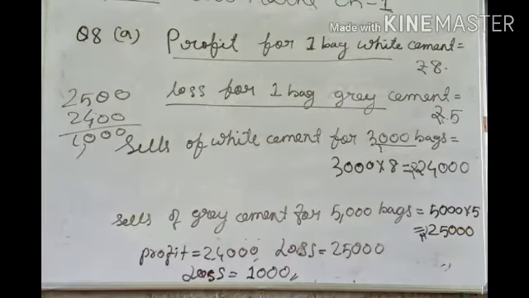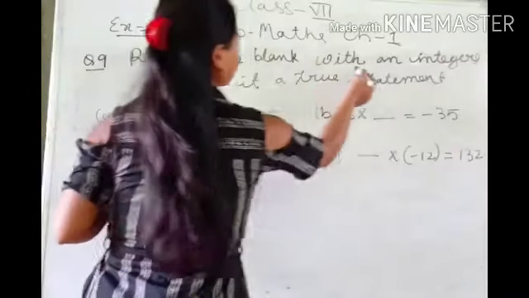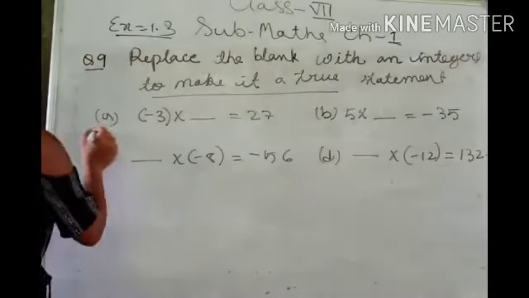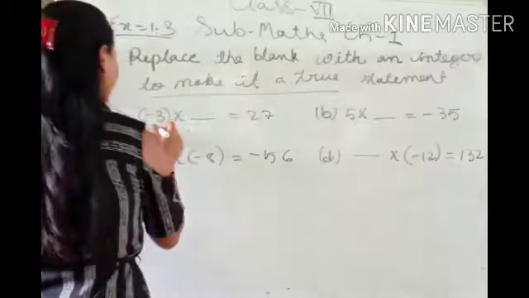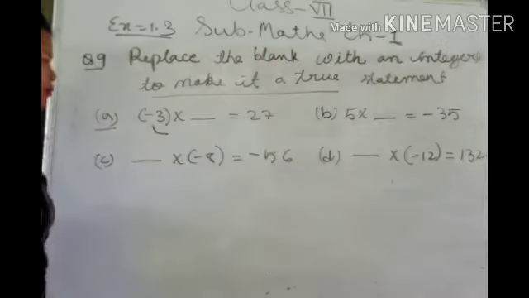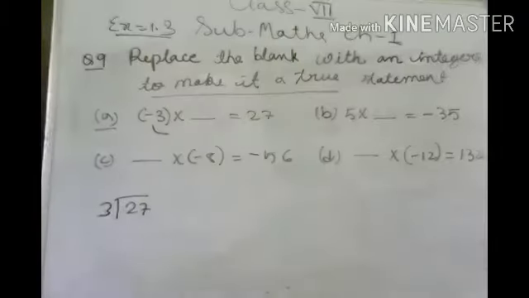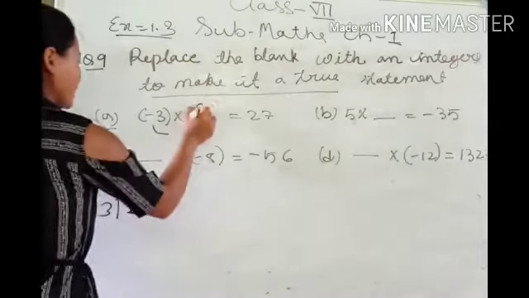Now come to the next question, that is question number 9. So now come to the last question of exercise 1.3. Replace the blank with an integer to make it a true statement. Question number 1: minus 3 multiplied by blank equals 27. So 3 into what will give 27? For finding that number you can just divide. If you divide 27 by 3, you will get 9, isn't it? 9 3s are 27. So you will write 9 here.